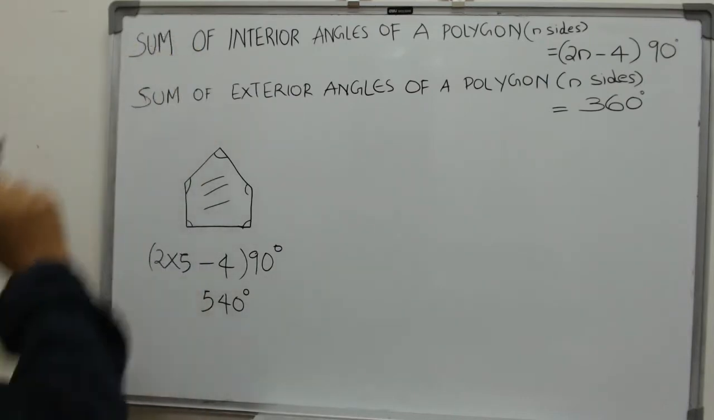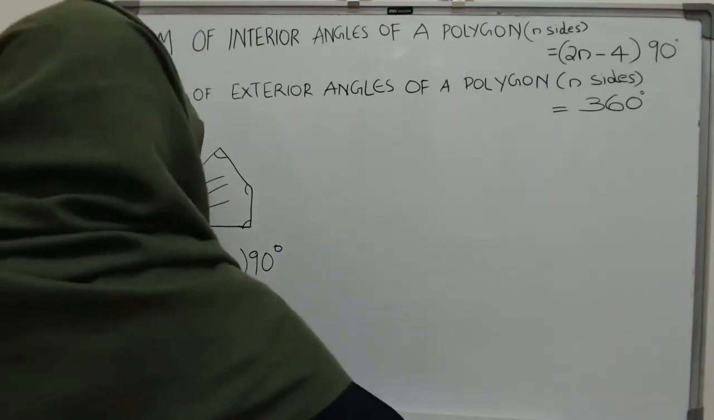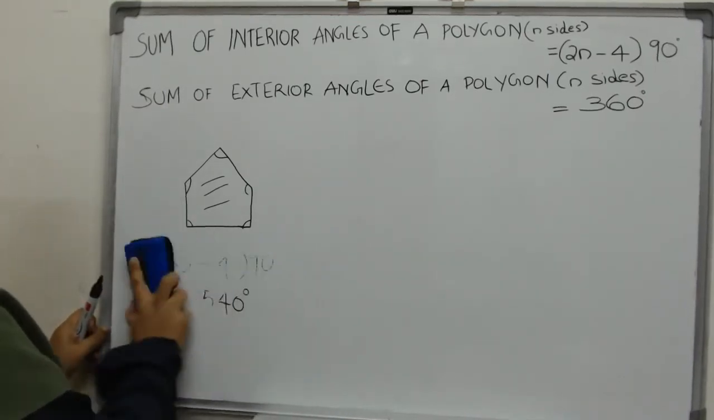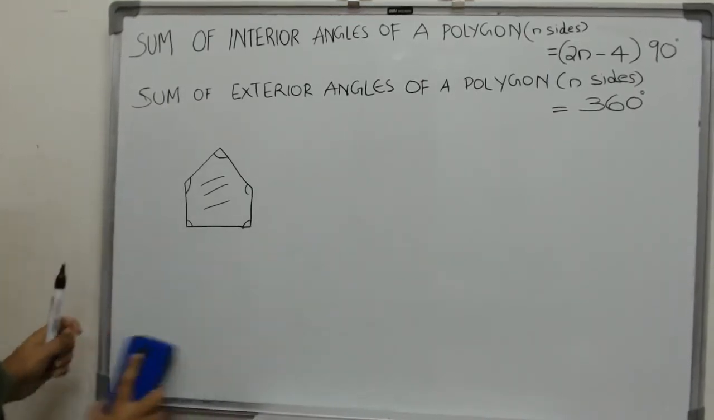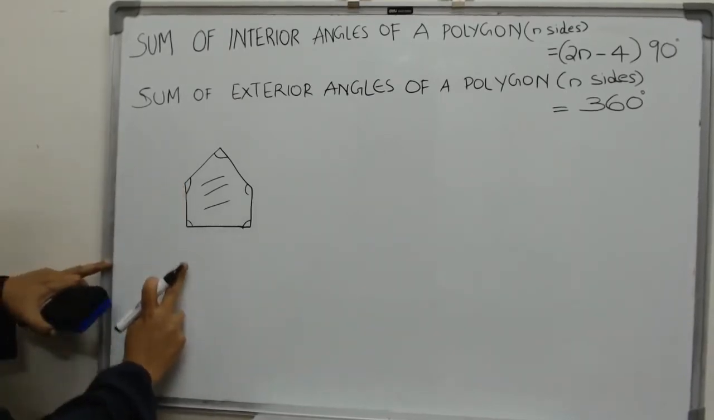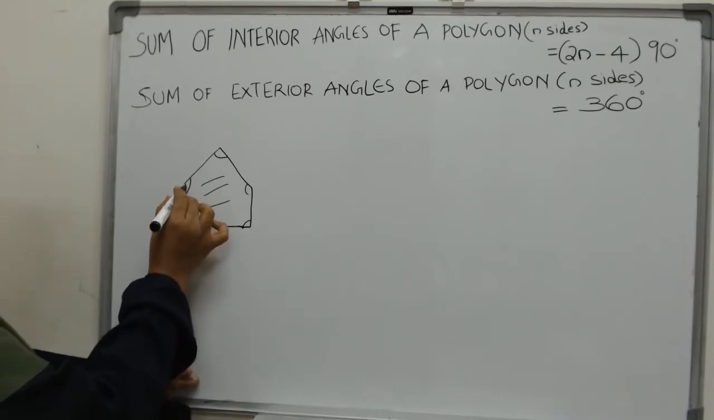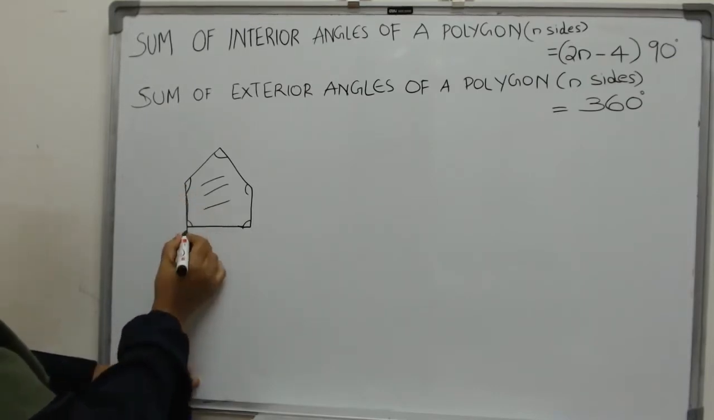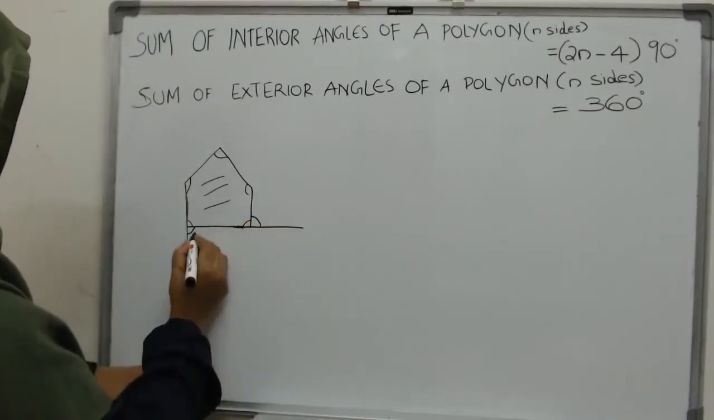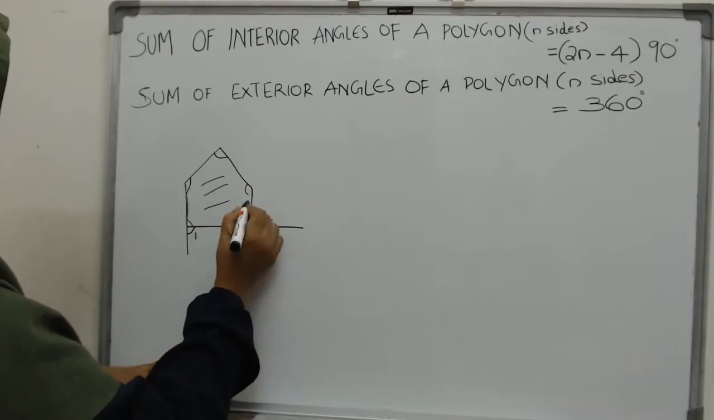Now what does the next formula say? The next formula gives you the sum of the exterior angles. Now what are the exterior angles of any polygon? The exterior angles are what you get when you extend the sides. So there you have a side, extend it like this, you get an angle here. See the second side, extend it like this, you get the second angle. This is the first angle, this is the second angle.